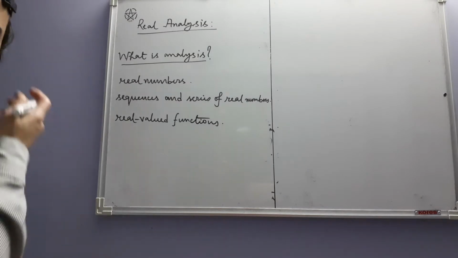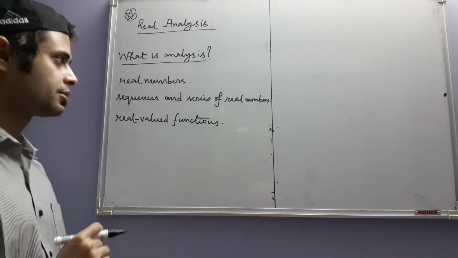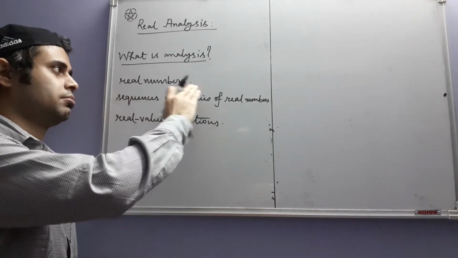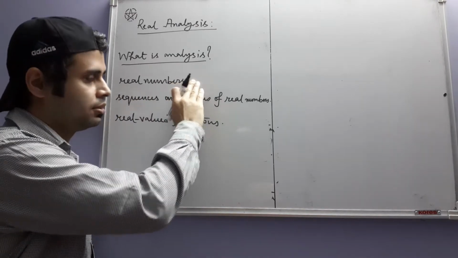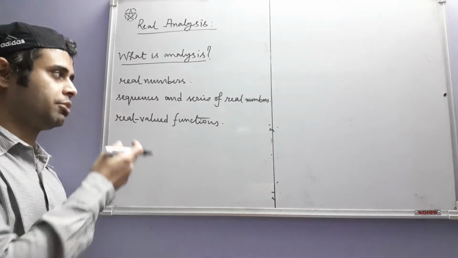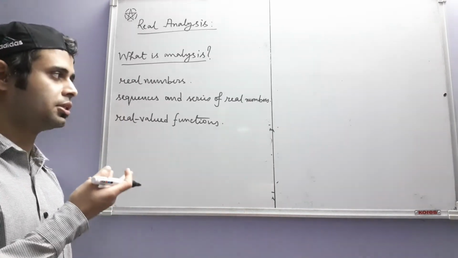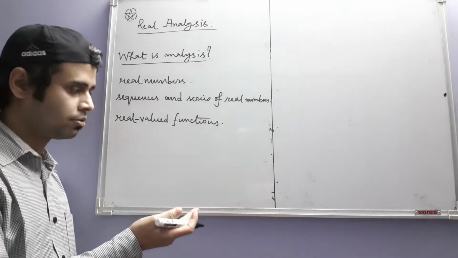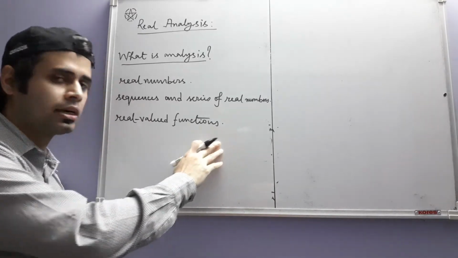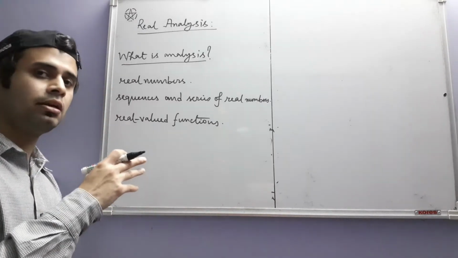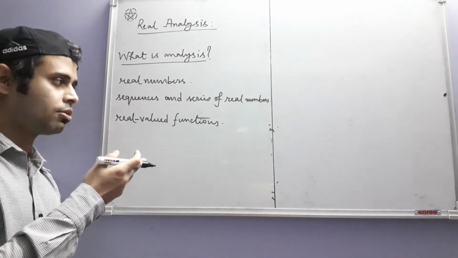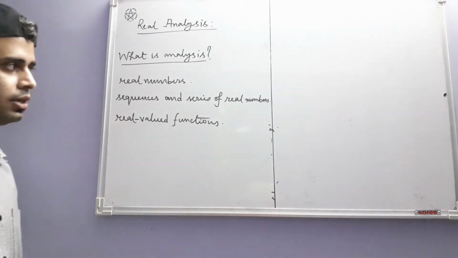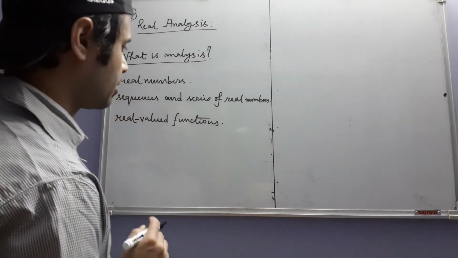Real analysis is the study of such objects and some aspects about these objects. For example, when it comes to real numbers, we need to know what real numbers are. When it comes to sequences and series of real numbers, we need to know whether they are convergent or not and to what value they are converging. And when it comes to functions, there are several things. For example, we can try to find the limit of a function at some given point, or we can try to know whether a function is continuous, differentiable, integrable, etc. So these things are studied in real analysis.